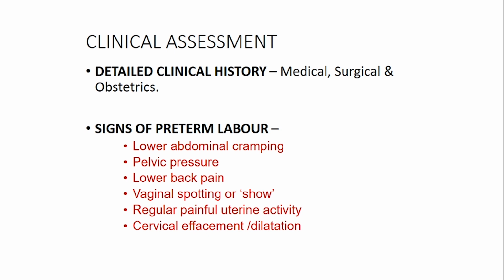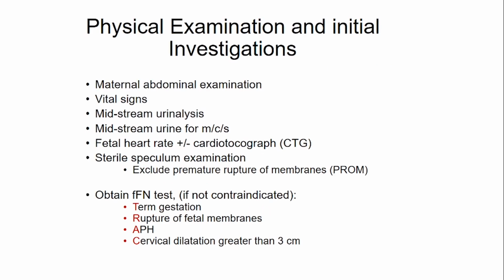Lower abdominal cramping, pelvic pressure, lower back pain, vaginal spotting or what we call show, where you have mucoid discharge mixed with blood, or regular painful uterine activity associated with cervical changes, which are effacement and dilatation, are some of the things that point to preterm labor. When clinical examination is conducted, abdominal examination is very critical and crucial, because that is how you will be able to establish that uterine contraction is in process. Also, vital signs are important.